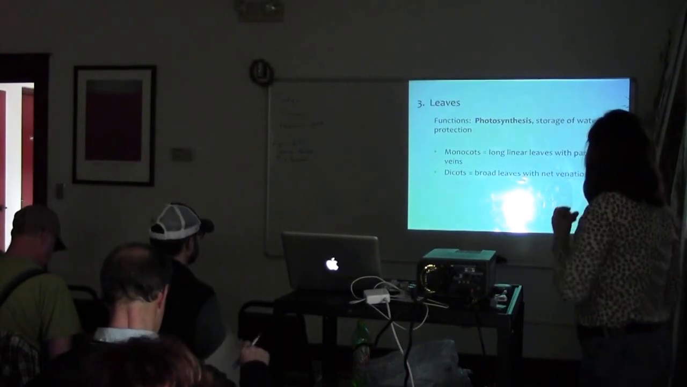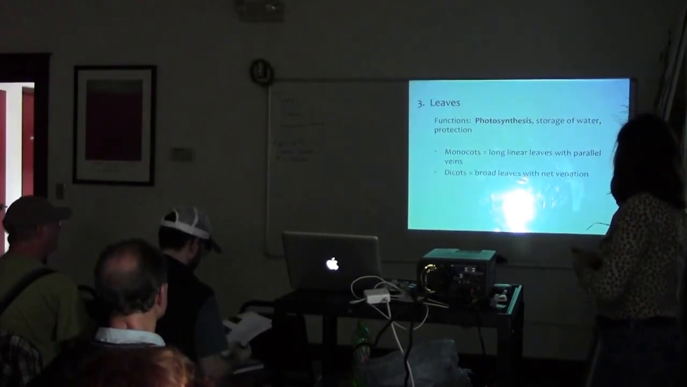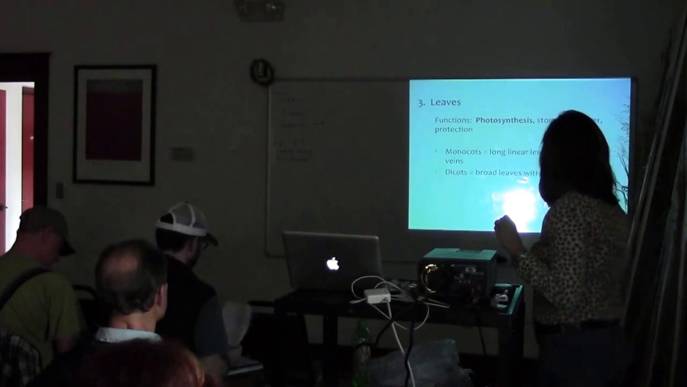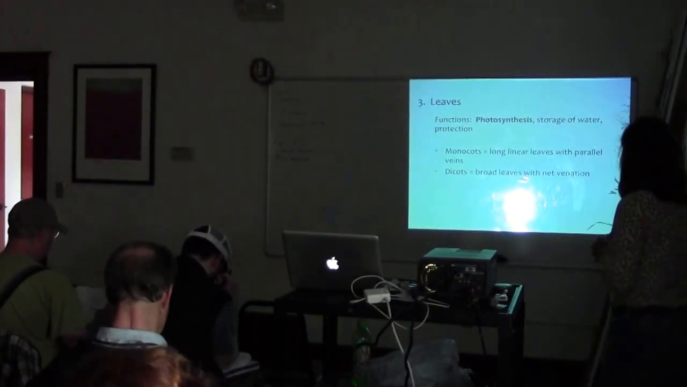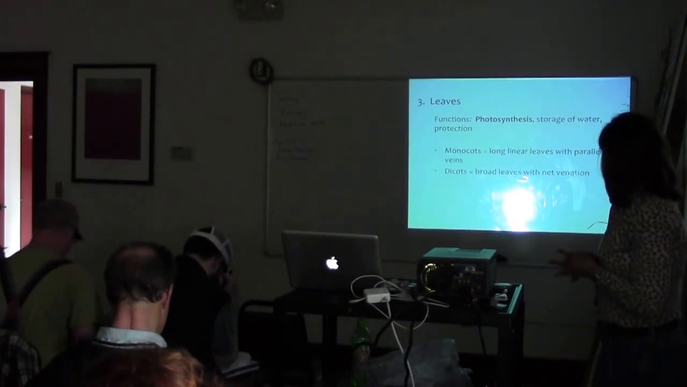Okay, so leaves. Function of the leaves, this is our third organ. Photosynthesis, storage of water, and protection. We saw how leaves could be protective. But photosynthesis by far is the most important part.